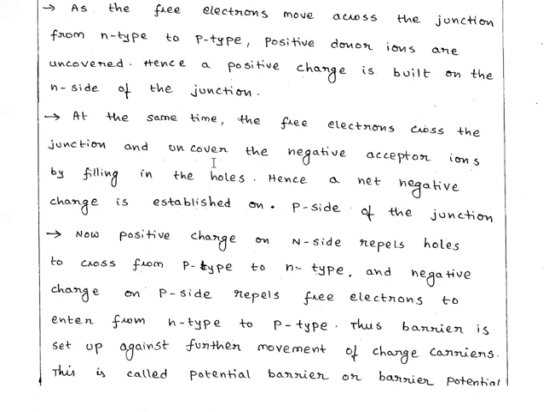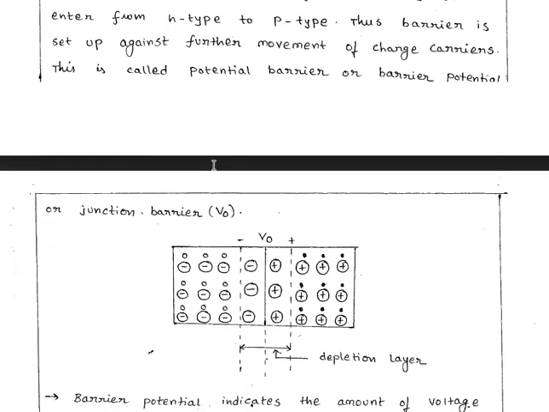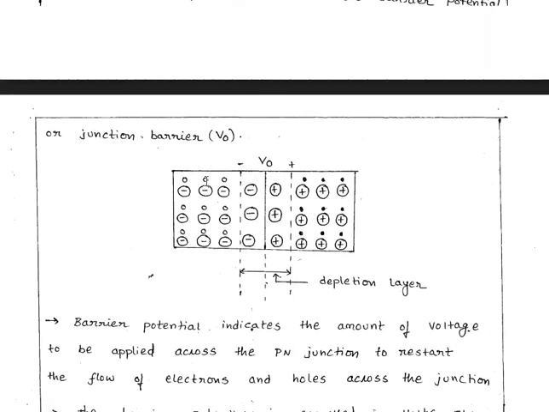Now, the positive charge on the n side repels holes from crossing from p-type to n-type, and the negative charge on the p side repels free electrons from entering from the n side to the p side. Thus, a barrier is set up against further movement of charge carriers. This potential is called barrier potential, or junction potential, or potential barrier, that is V0.